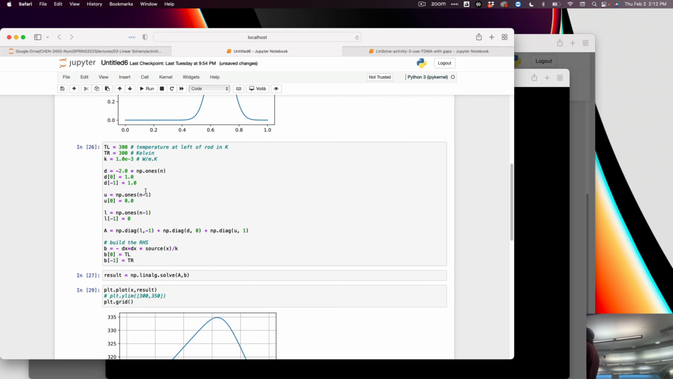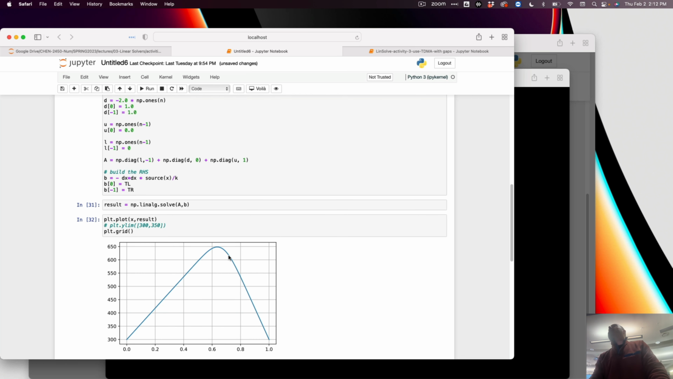Now, if I reduce k, it means the material in the rod is not allowing heat to move along the rod. So if I'm heating it at one spot, that heat is going to get concentrated and concentrated and concentrated, right? And therefore, we expect the temperature to keep going up and up and up as we reduce k, the thermal conductivity. So let's see what happens. So now k is 10 to the minus 3. Let's go to 10 to the minus 4.